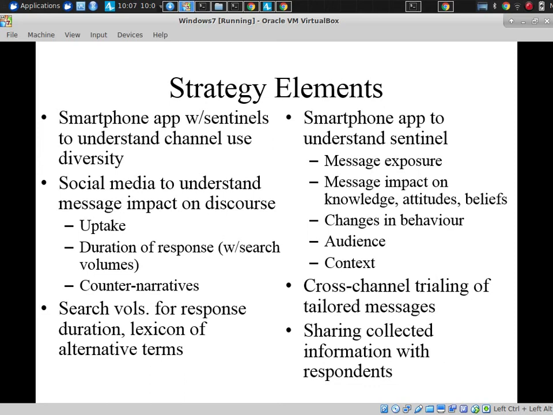Secondly, we use social media over time to understand the impact of messaging that might be bought by health authorities on discourse. So this would be to what degree are people echoing the messaging? To what degree is there a viral effect with some of the messaging? How long does the effect last, and what are the counter-narratives? What are the aspects people pick up on to try to argue against it, and what are the aspects that people pick up on as the salient points to echo?